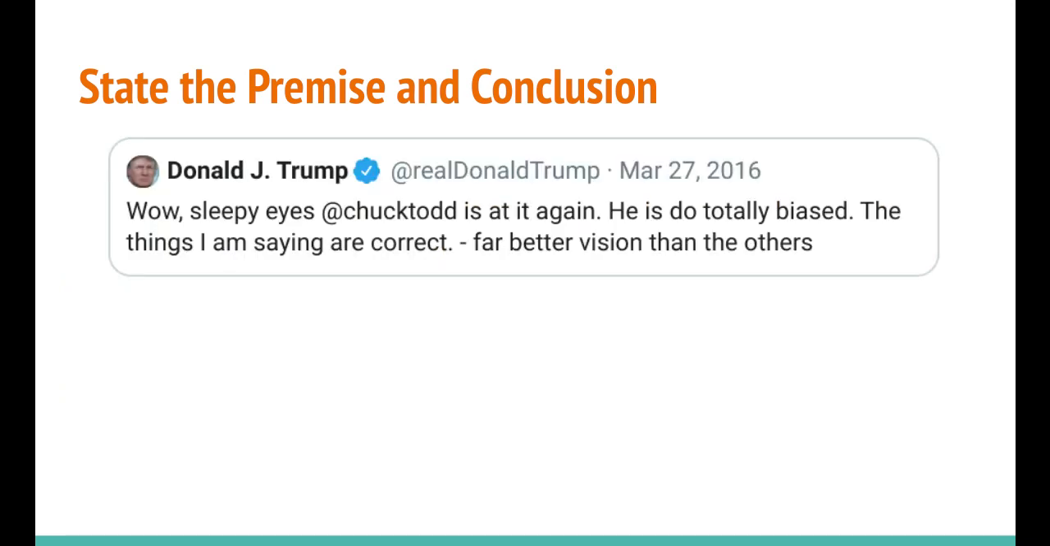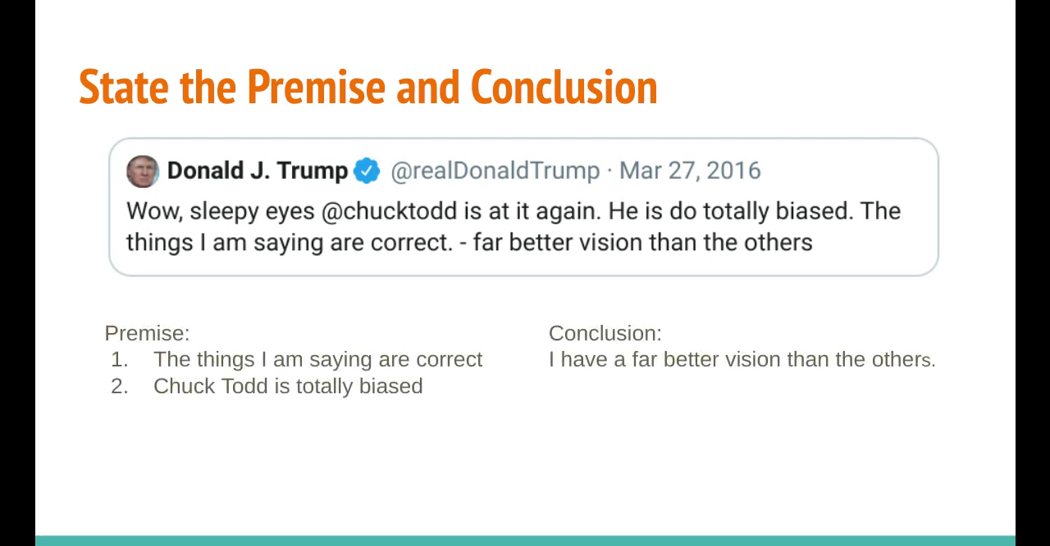State the premise and conclusion. So this is a tweet from Trump. "Wow, sleepy eyes Chuck Todd is at it again. It must be so. He is so totally biased. The things I am saying are correct, far better vision than the others." So as we break this one down, the premise consists of two assumptions here. The things I'm saying are correct, and Chuck Todd is totally biased. Conclusion, I have a far better vision than the others.